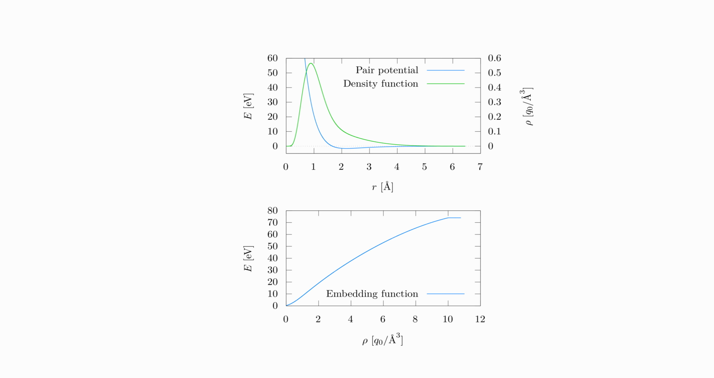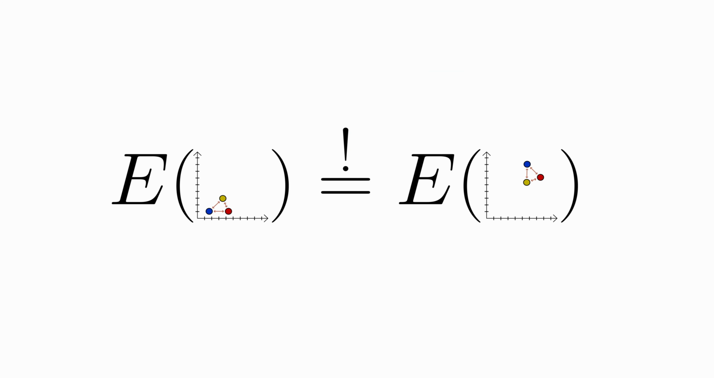MTPs also fulfill this requirement by employing appropriate basis functions, but they cannot easily be plotted due to their more complex form. The second requirement is for invariance with respect to rotation, reflection, and translation. Intuitively understandable, the energy of an atomic configuration should not depend on the angle or the distance from where it is observed, but only on local environments.